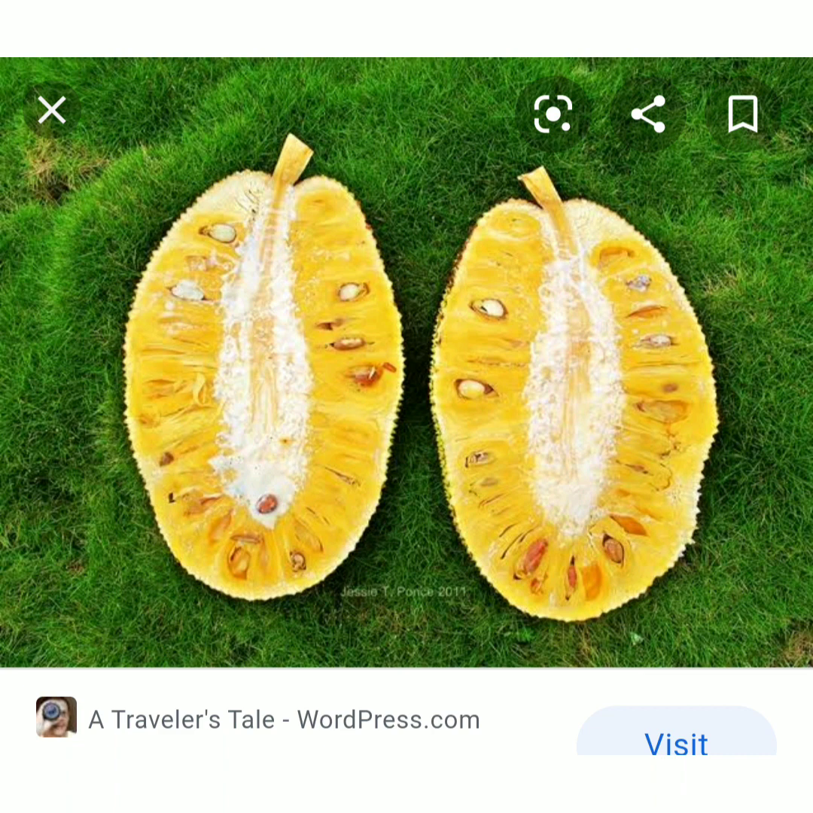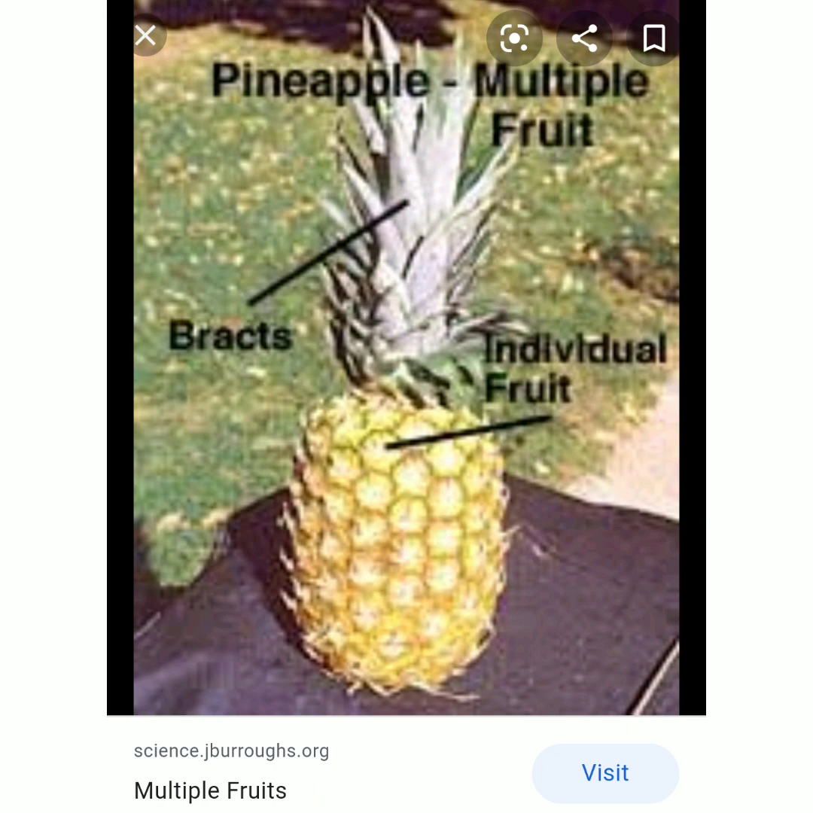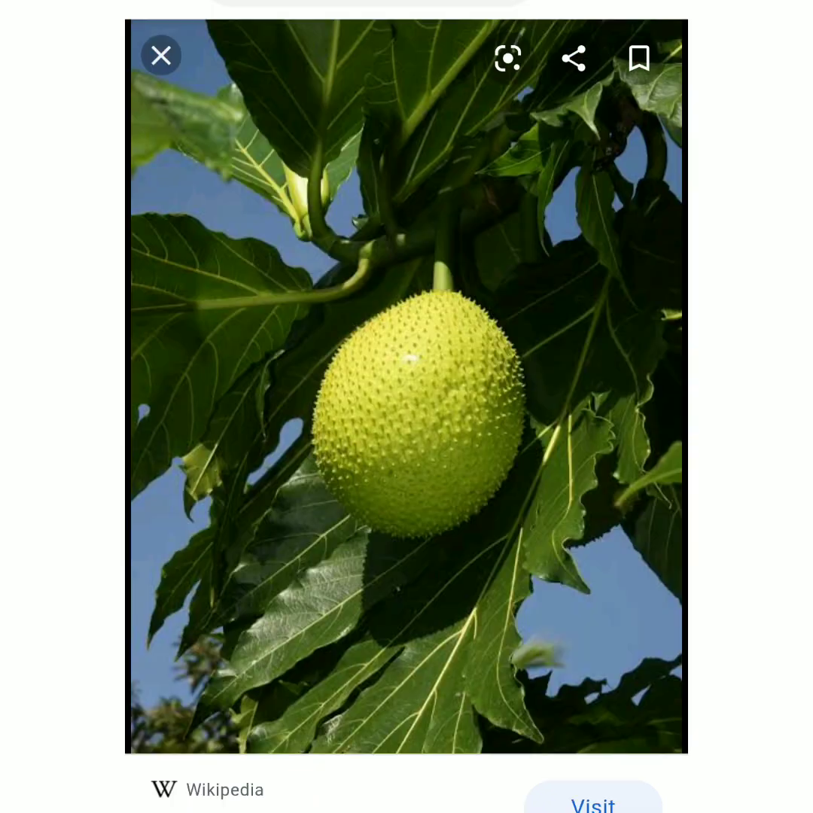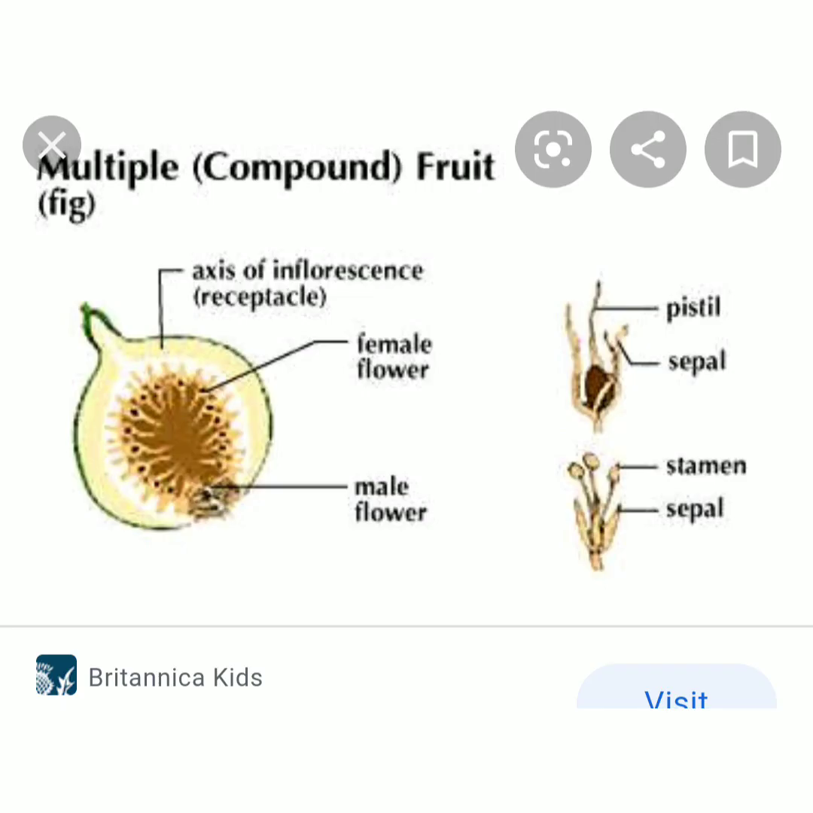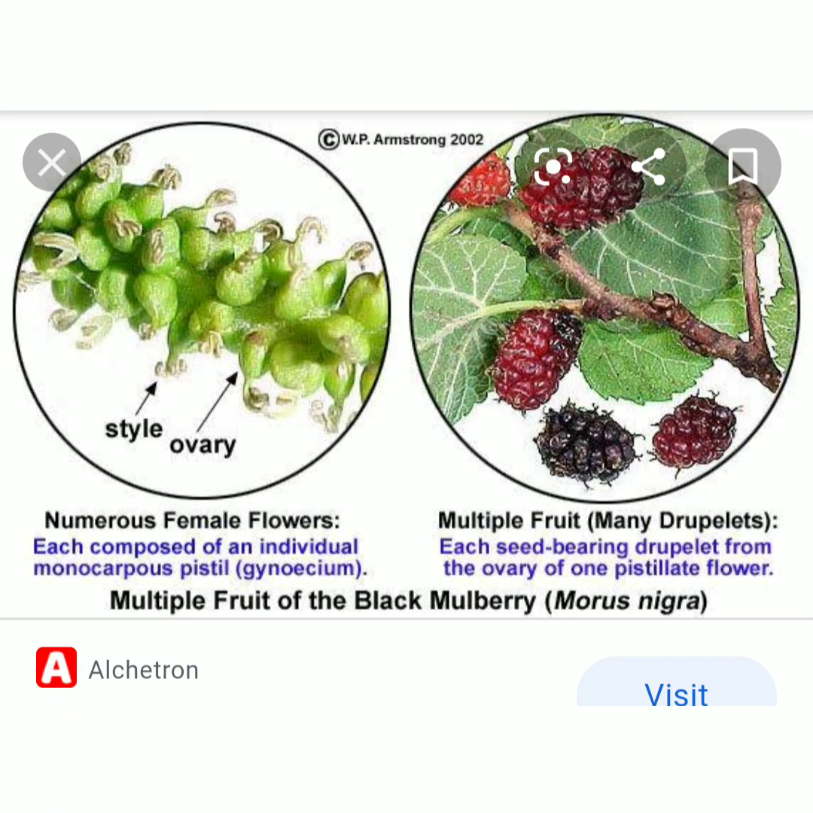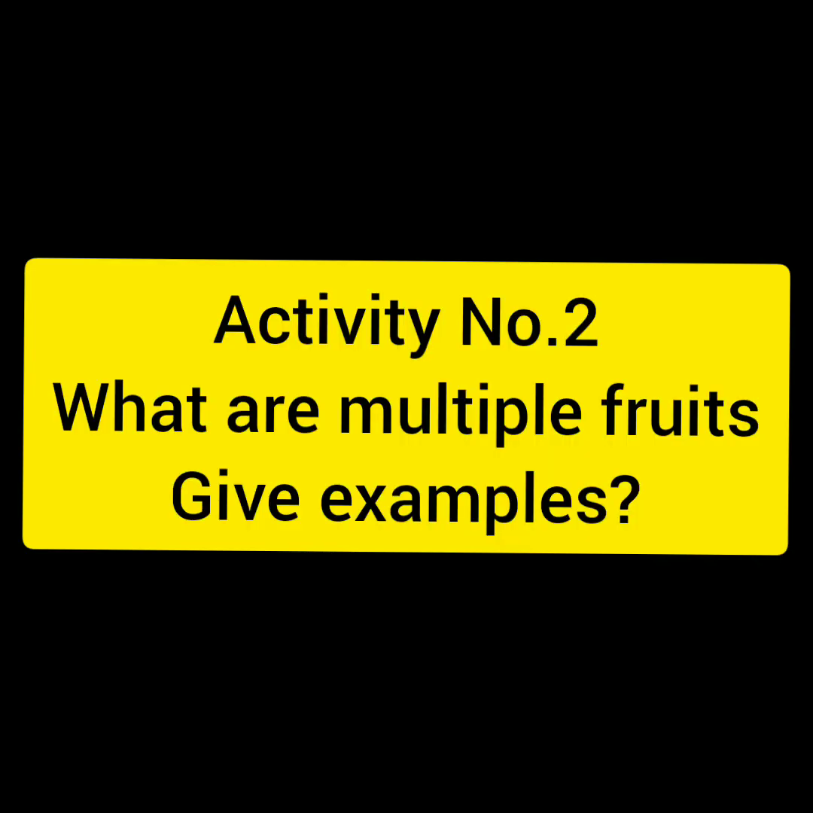The other examples are pineapple, mulberry, and breadfruit. We call it kadachakka or shemachakka. Fig fruit, we call it attipazham. These are examples of multiple fruits. The examples for multiple fruits are pineapple, mulberry, breadfruit and fig fruit. So here comes our activity number 2. What are multiple fruits? Write short notes with examples.